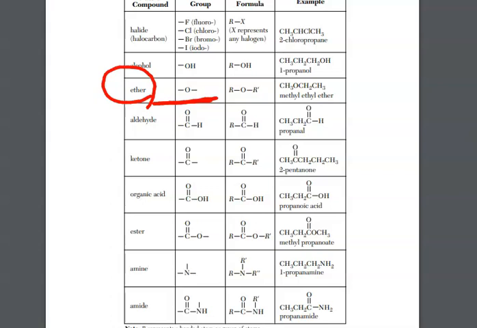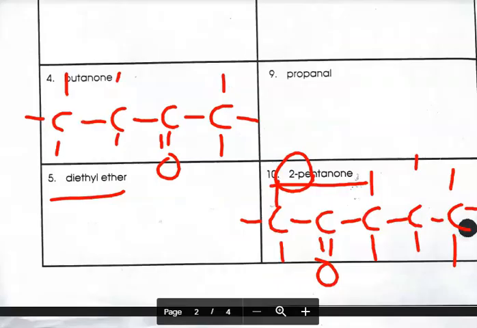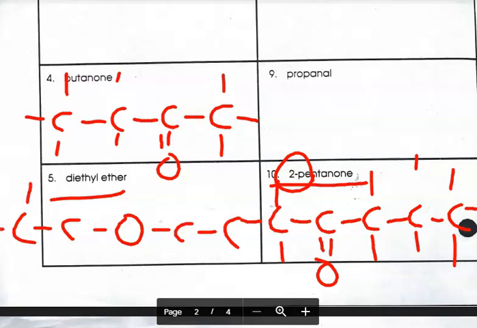And look at the example. You have methyl, which is 1, ethyl, which is 2, ether. Let's go back. And we have diethyl ether. I have my oxygen, and I have 2 carbons for ethyl on the left and 2 carbons for ethyl on the right. And then I'm going to fill in all my carbons with their 4 bonds for diethyl ether. Okay, one more on this page.